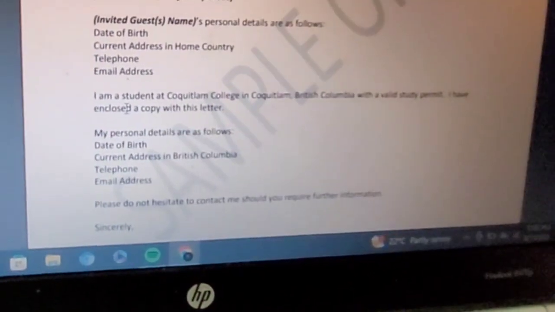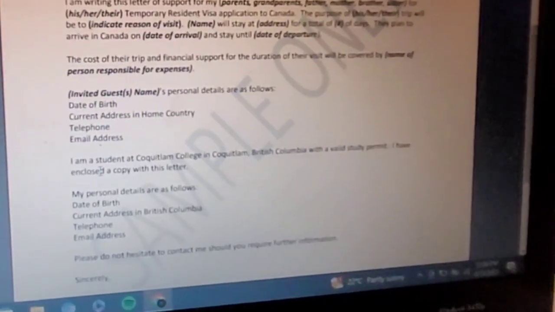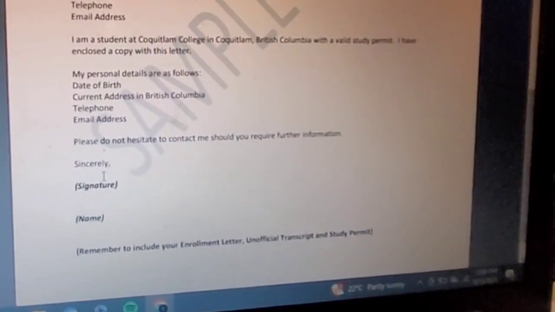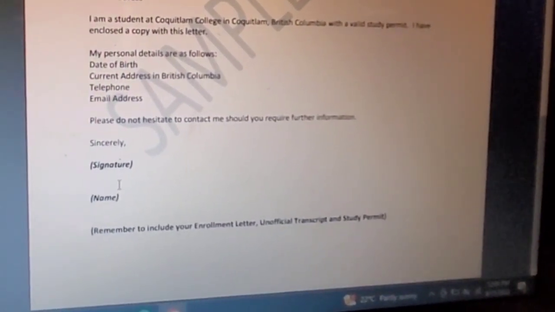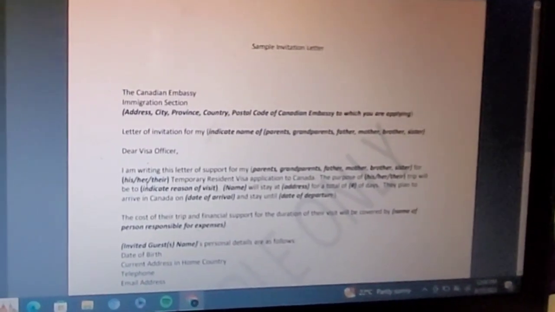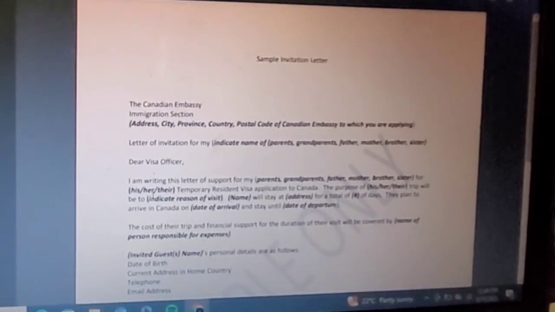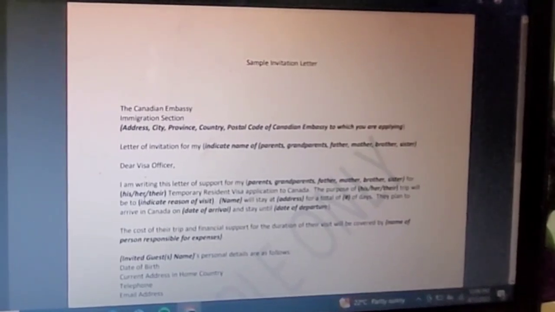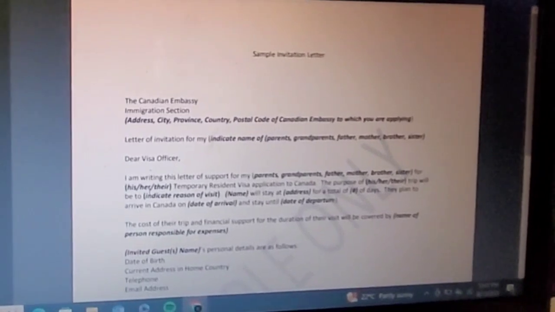Please do not hesitate to contact me should you require further information. Sincerely, and you type your name and sign. That's basically it, guys. So that's an example of what a sample letter looks like. There are many sample letters on the internet. You can Google them, read them and use them as a guide. You don't have to go word for word, but you use them as a guide to write your invitation letter.